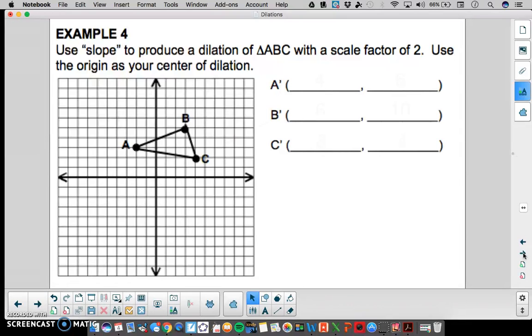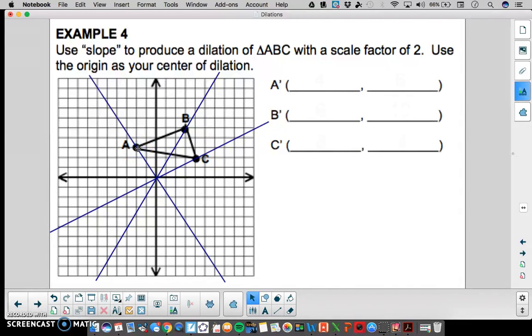We're going to use slope to produce a dilation of triangle ABC with a scale factor of 2. Use the origin as our center of dilation. So since the origin is going to be our center, we're going to draw those projection lines through the origin and each one of those points of our triangle. I'm going to count my slope to each one of those points. So up 3 over 2 to get to point A.